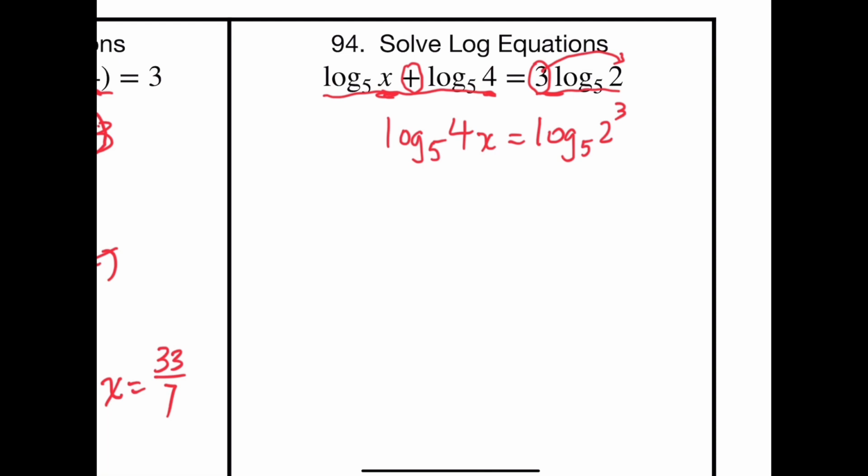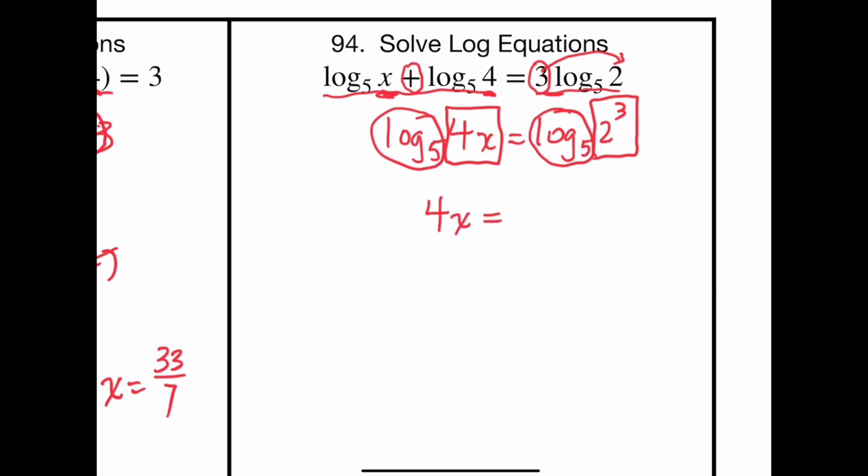Now, since both of these say log base 5 equals log base 5, it indicates my argument 4x must be equal to the other argument 2 to the third. That's the only way those two could be equal. And so my equation would just say 4x equals 2 to the third, which is 8. Now I just have to divide both sides by 4. 4 divided by 4 is 1x, and I would find out that x equals 2.